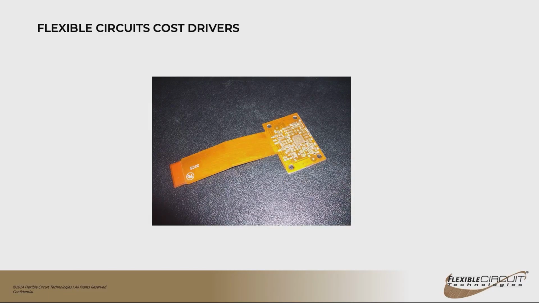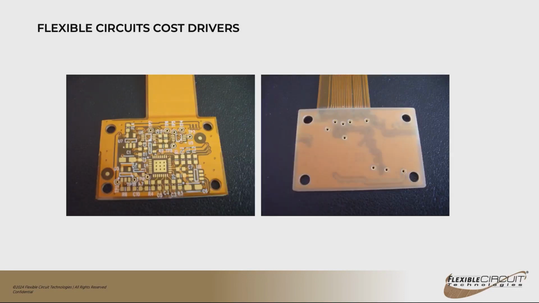Here's a similar application where you have SMT, but it's only on one side. When you only have it on one side, one of the tricks is to use a multi-layer with a stiffener. And the stiffener is just a mechanical support that we put on the back side. And this is going to be a much less expensive way of doing it than a rigid flex.